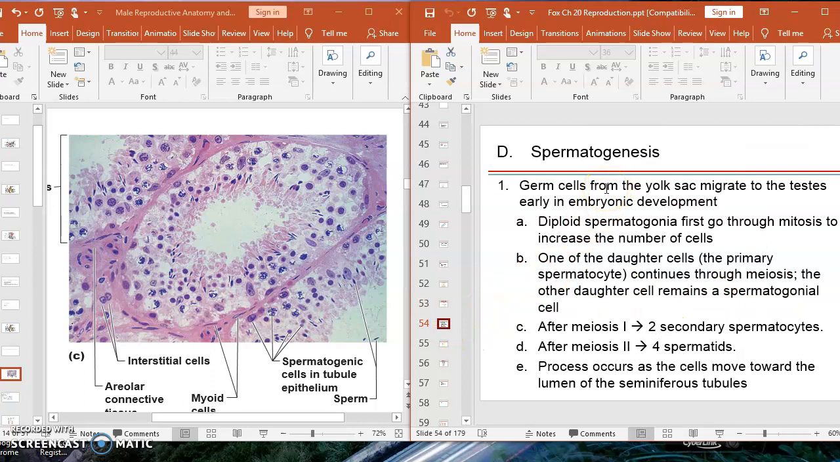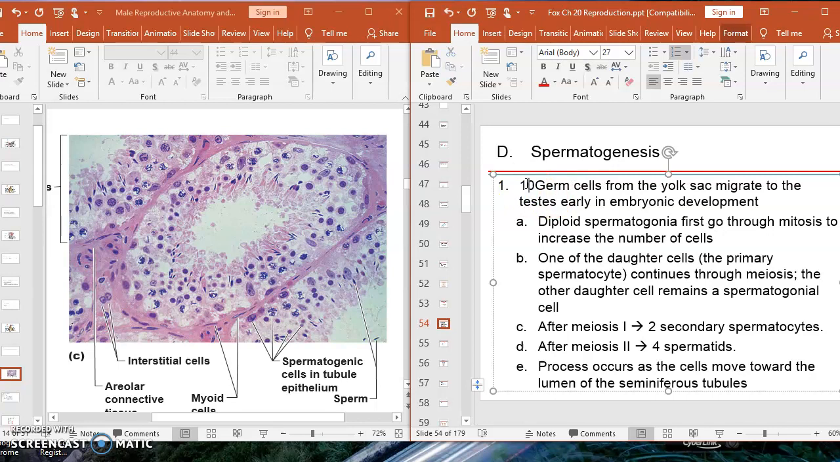Okay, germ cells from the yolk sac migrate. Now what will happen is that about 1,000 to 2,000 germ cells from the yolk sac migrate to the testes. These are the ones that are going to need to multiply in order to produce the sperm. These particular germ cells will ultimately have to do a lot of mitosis, because the male will be producing millions of sperm throughout his life.